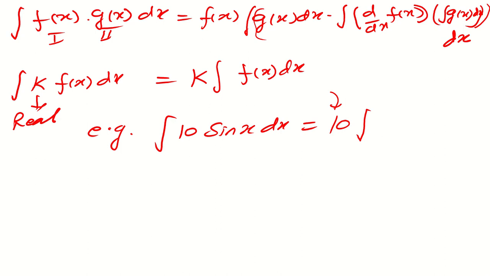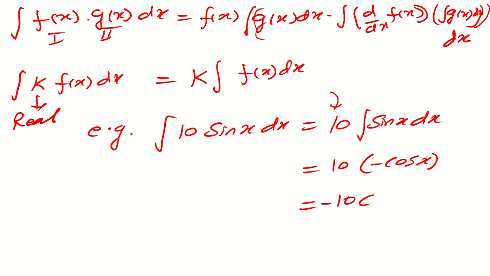So 10 will go out and sine x will be integrated. And what will be the integration of sine x? It will be minus cos x. So the answer will be minus 10 cos x plus c. Like this you can integrate the function.